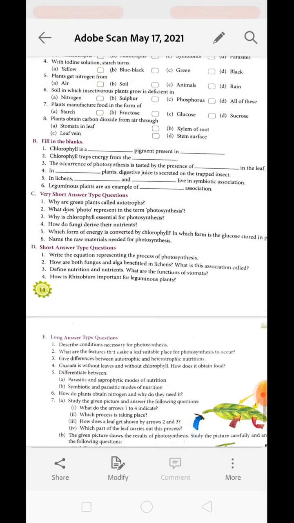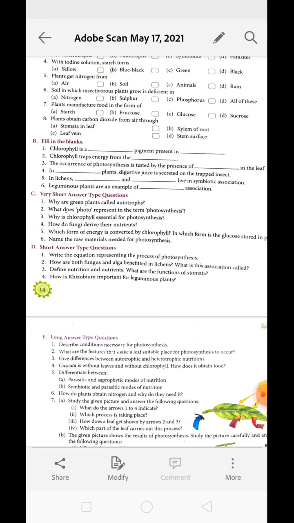Now fill in the blanks. First question, chlorophyll is a dash pigment present in dash. Chlorophyll is a green pigment present in chloroplast, or you can say the green part of the plant. Second question, chlorophyll traps energy from the sunlight.